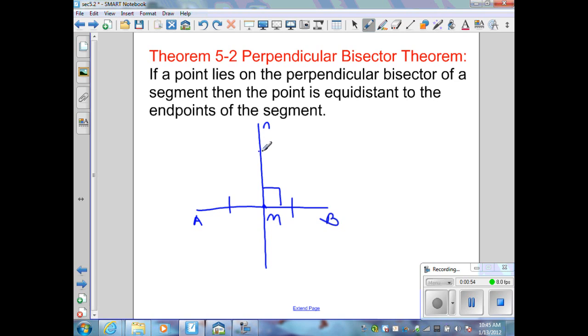So if I place a point on the perpendicular bisector, we could call it any point. Here I can label that as C. Then I know that the distances from that point to the endpoints of the segment are going to be congruent. And I know that I can slide point C in any direction as long as it stays on line N, which is the perpendicular bisector. I also could place point C below segment AB, and I still would know that point C is equidistant to the endpoints of the given segment.